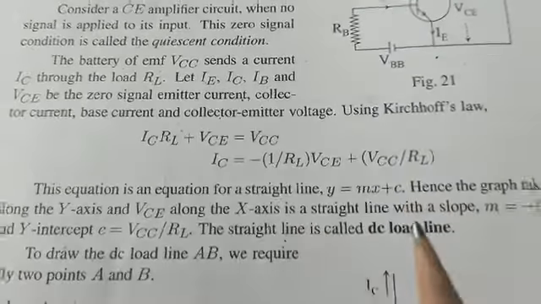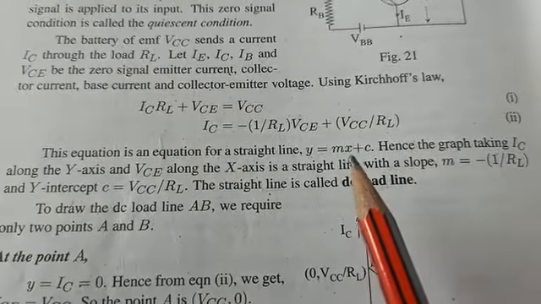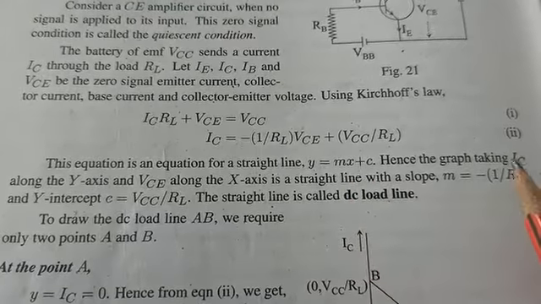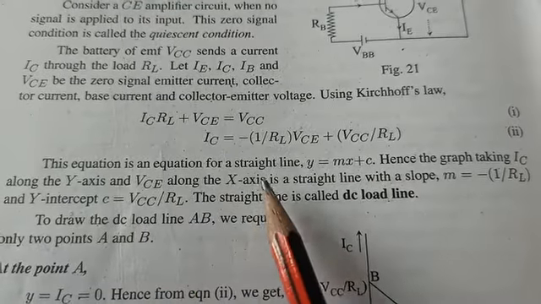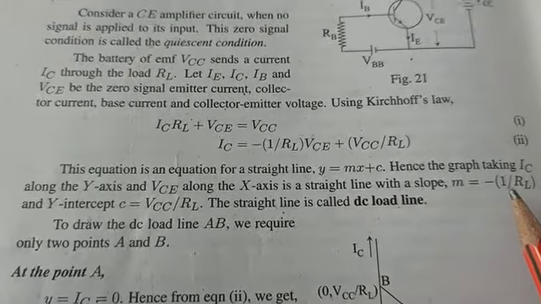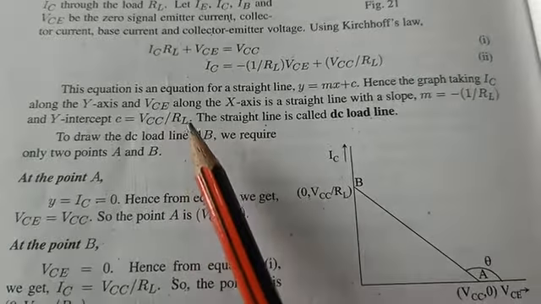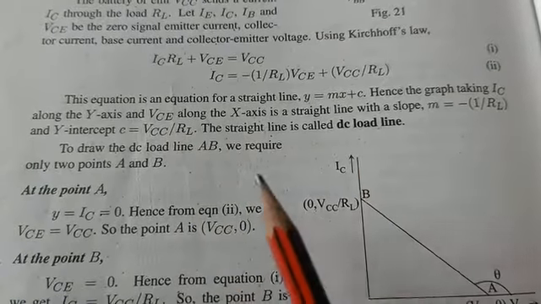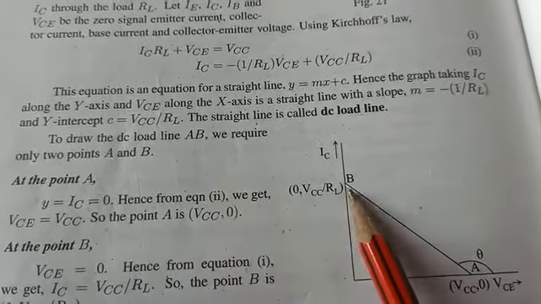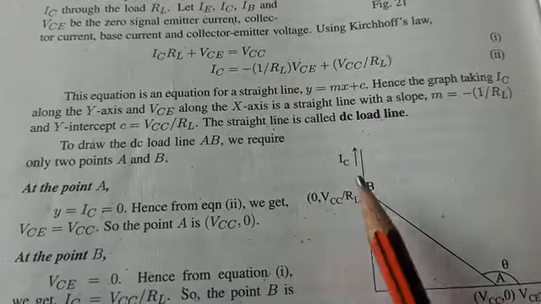This equation is the equation of a straight line, y equals mx plus c, where m is the slope. Taking IC along the y-axis and VCE along the x-axis, we will get a straight line with slope m equal to minus 1 by RL, and y-intercept c equal to VCC by RL. The straight line is called the DC load line. To draw the DC load line, we require 2 points A and B.